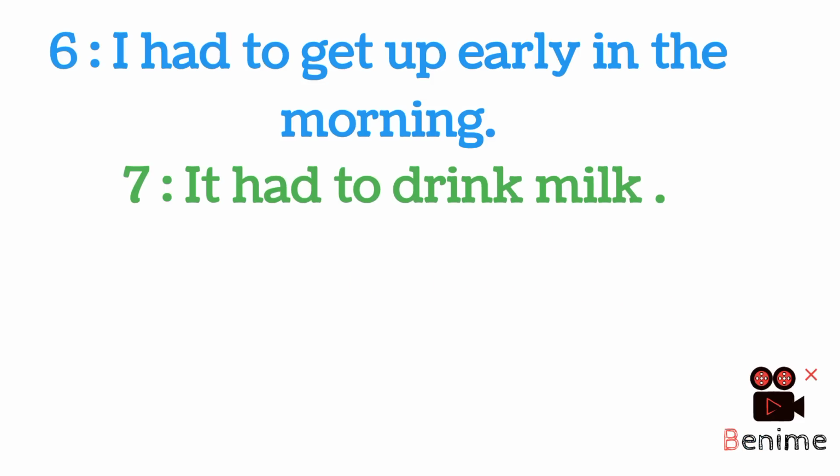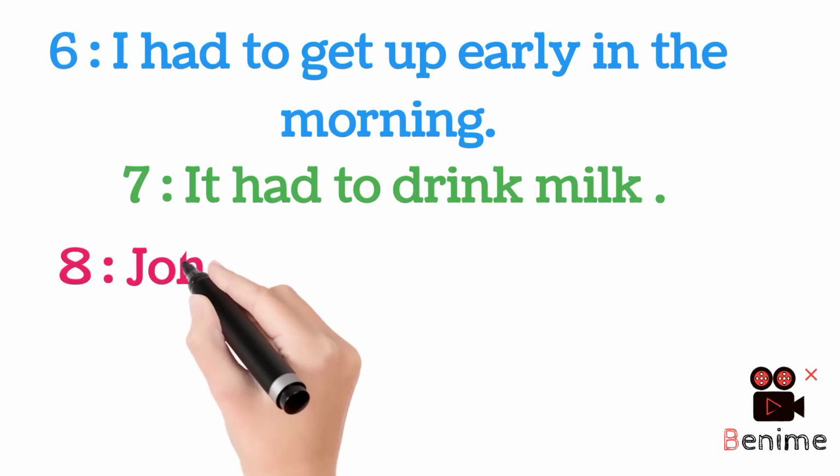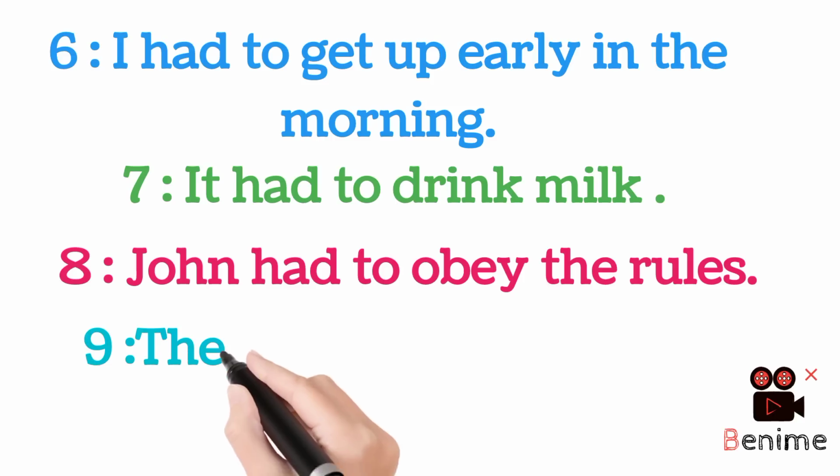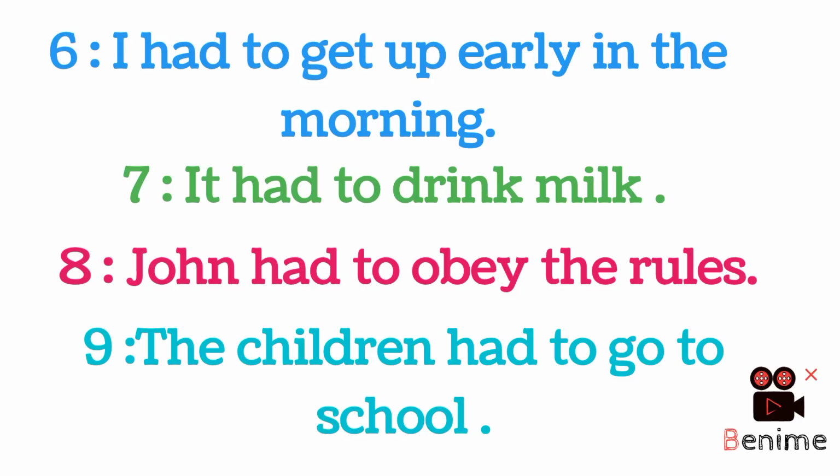Look at the seventh one. He had to drink milk. It means I'm talking about any animal. Now look at the eighth one. John had to obey the rules. It means John had an obligation to obey the rules. Look at the ninth one. The children had to go to school. It means the children had an obligation in the past to go to school. My dear viewers, I hope you have understood something about affirmative sentences.